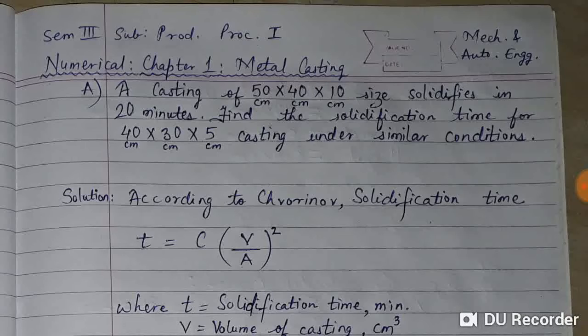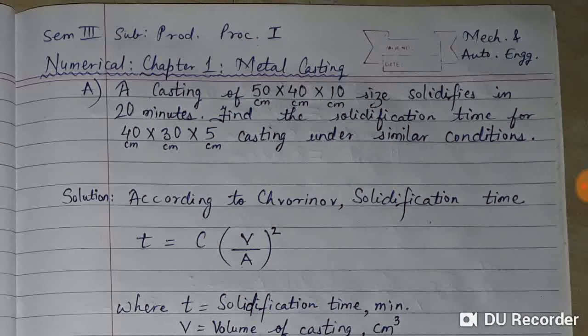So the question is, a casting of 50 centimeter into 40 centimeter into 10 centimeter size solidifies in 20 minutes. Find the solidification time for 40 centimeter into 30 centimeter into 5 centimeter casting under similar conditions.